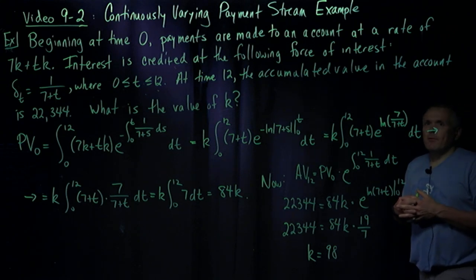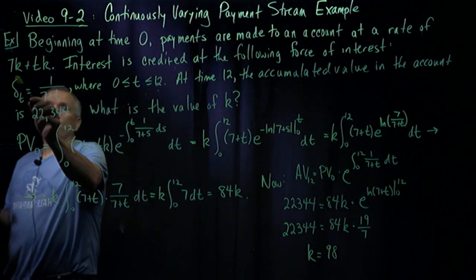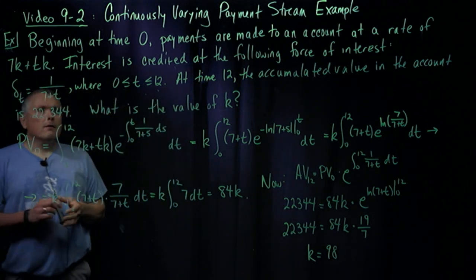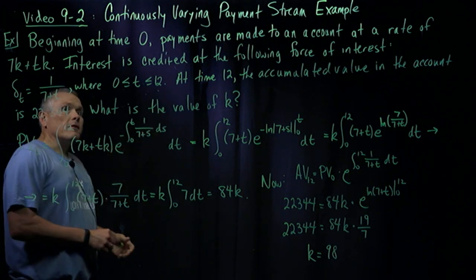All right, in this particular problem, we've got a varying rate of payments coming in with a rate of 7k plus tk for the unit time. We don't know what k is. That's our goal for solving in this particular problem.